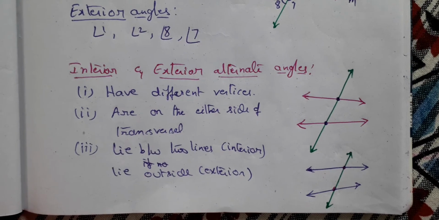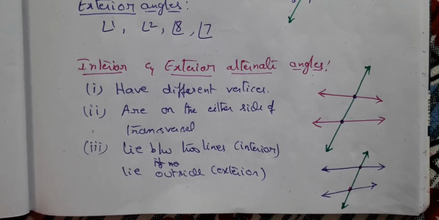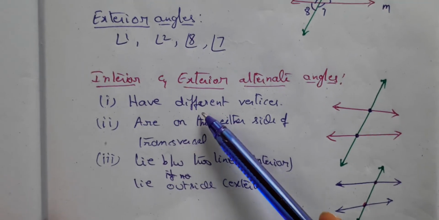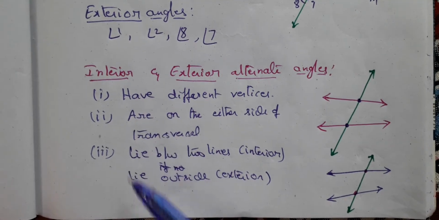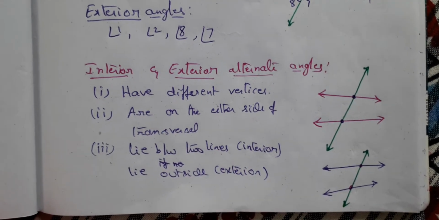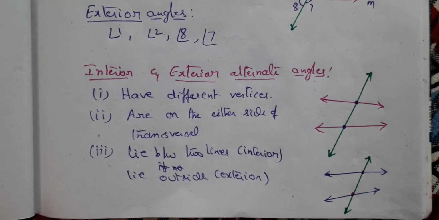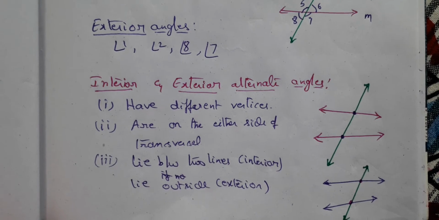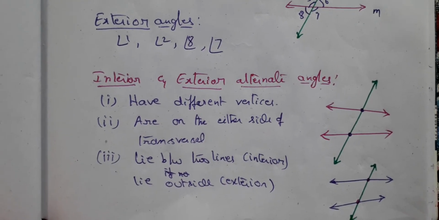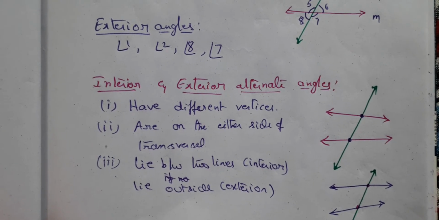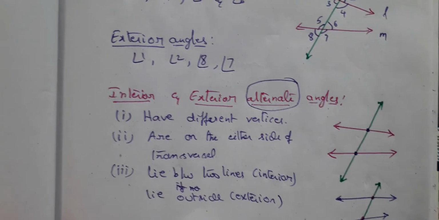Interior and exterior alternate angles. So how to identify them? Here are the properties. These three properties are important. You have to check these properties. If all the properties are satisfied, then only you can write a pair of interior or exterior alternate angles. What are these angles? Alternate angles. Of course, interior stands for inside angles, exterior stands for outside angles. So what is the term which you have to keep in mind? Alternate angles. This is very important, right?